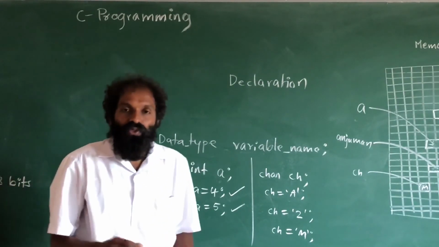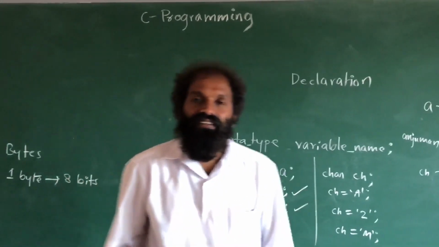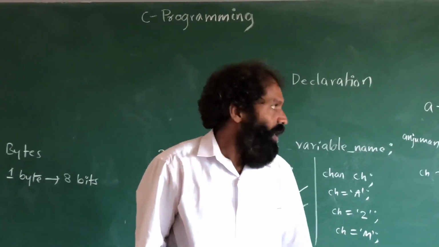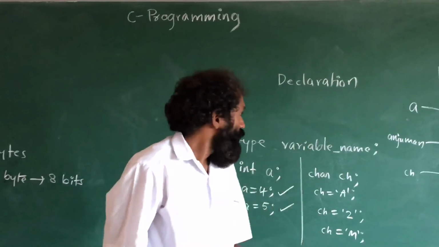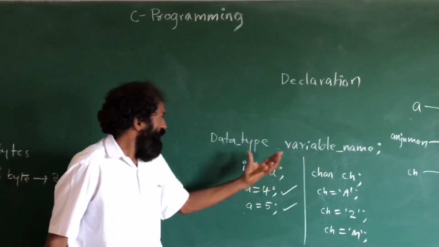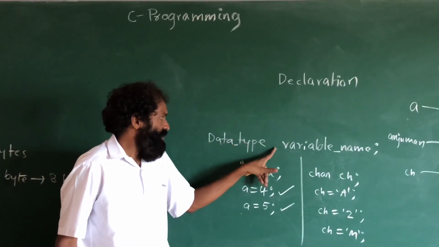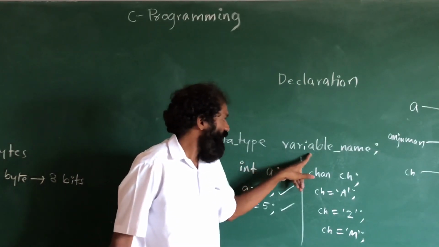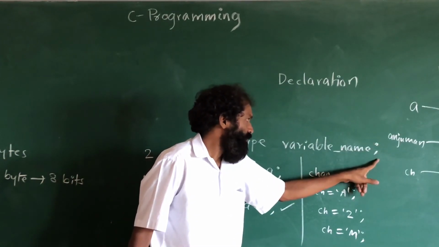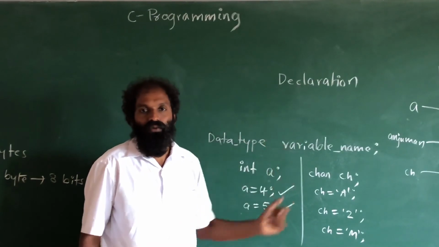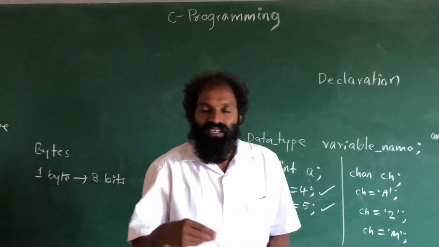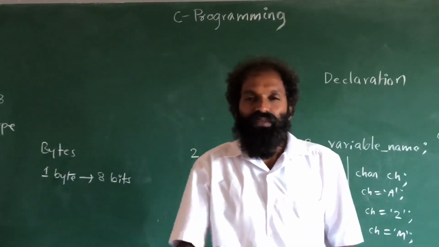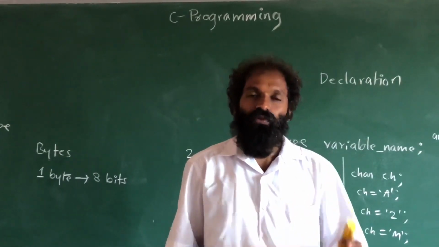I hope you understood what a variable is, how to declare a variable, and how to reserve memory for it. So finally you have to understand here: the data type, a space, the variable name, and a semicolon. With this we can reserve the memory. In my upcoming session you will understand a few more things.